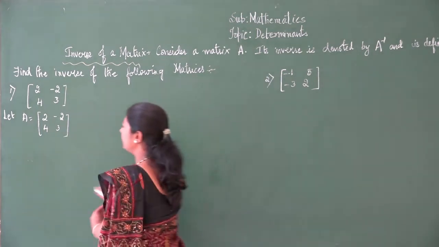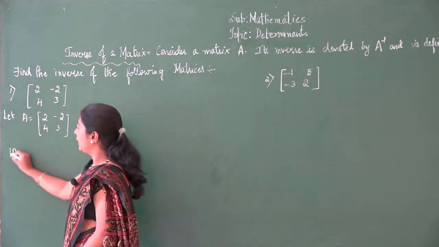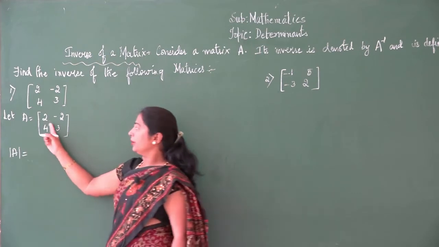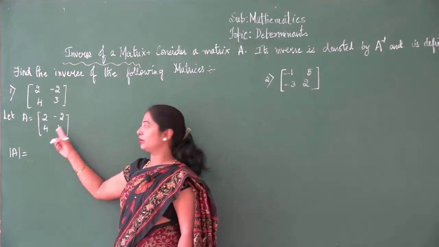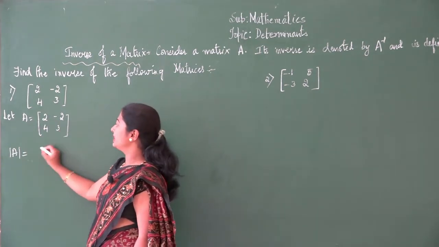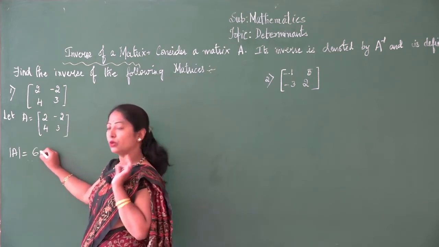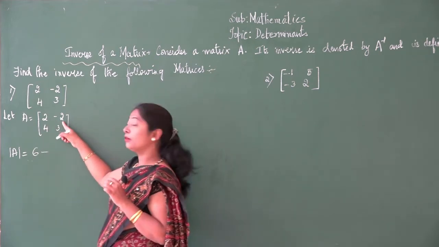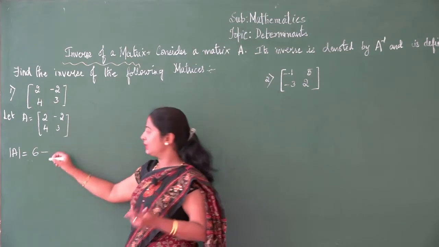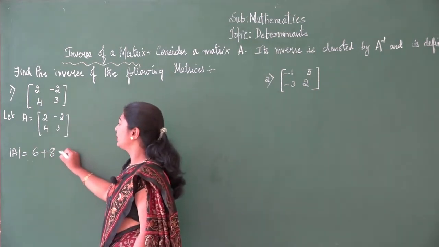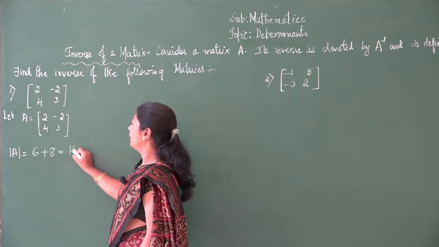So we shall find the value of determinant A. How do you find the value of determinant A? Product of the principal minus product of the secondary. What is product of the principal? 3 twos are 6. Formula is always with minus. 4 into minus 2, minus 8. Minus into minus will become plus. So what is 6 plus 8 sums up to 14.